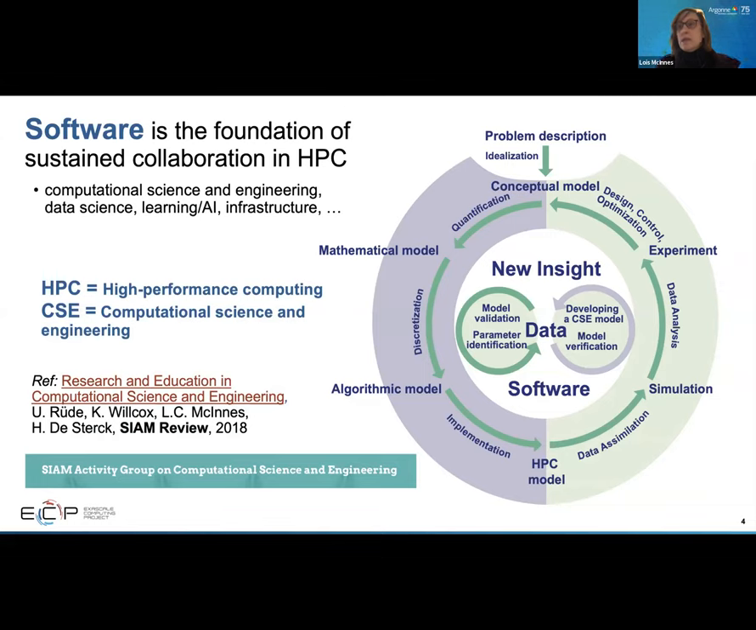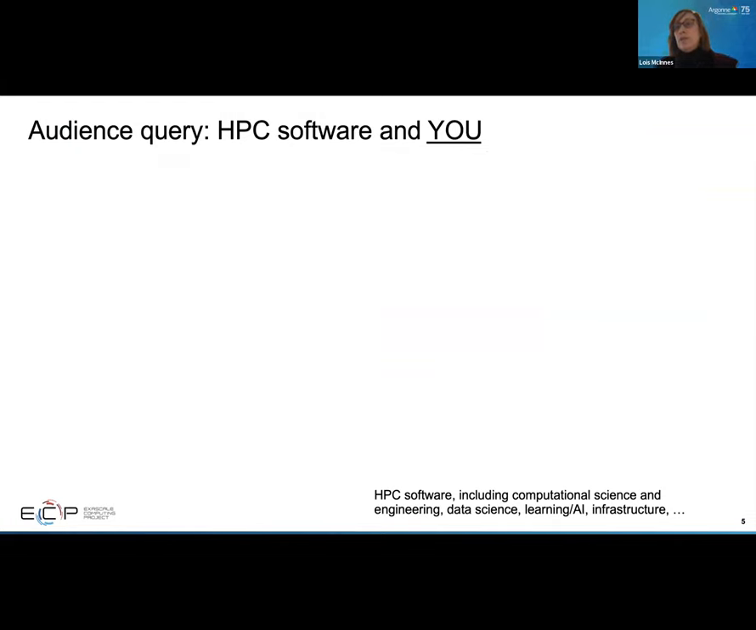This diagram is part of a report that the SIAM Activity Group on Computational Science and Engineering wrote a few years ago, and it attempts to show how software is indeed the way that we're encapsulating expertise across domains, across math, computer science, various domain areas of science and engineering, in order to make advances in computational and data-enabled discovery.